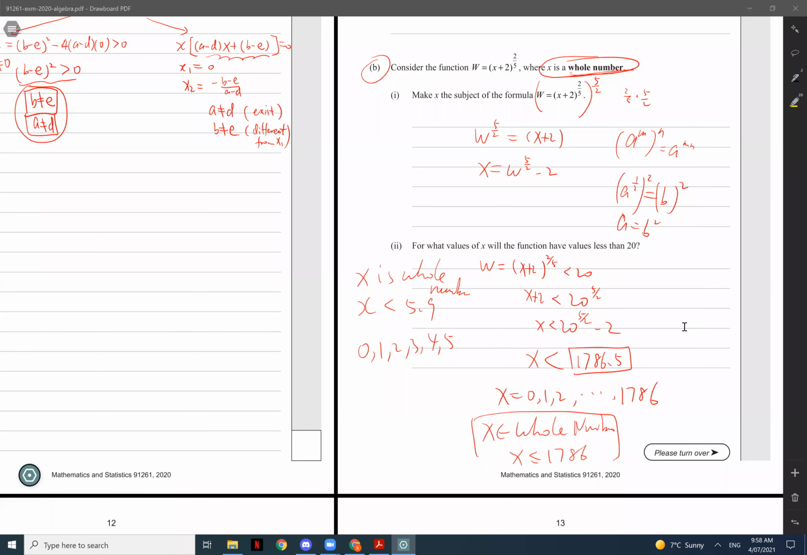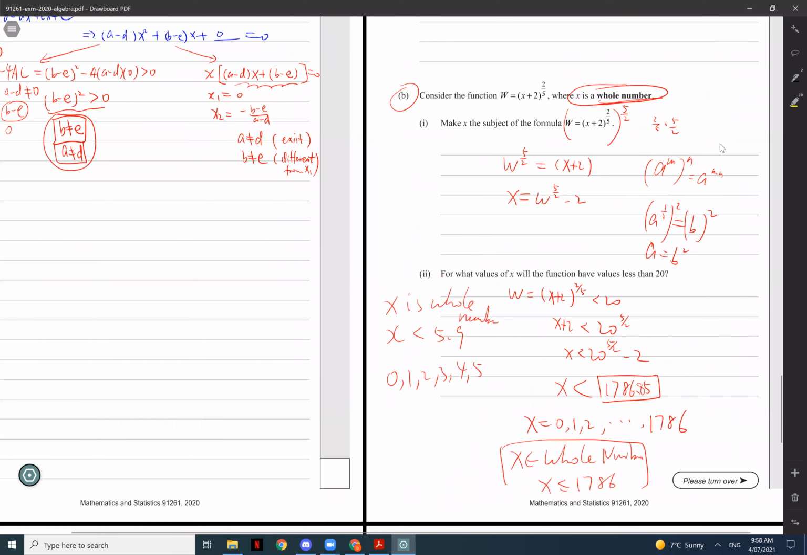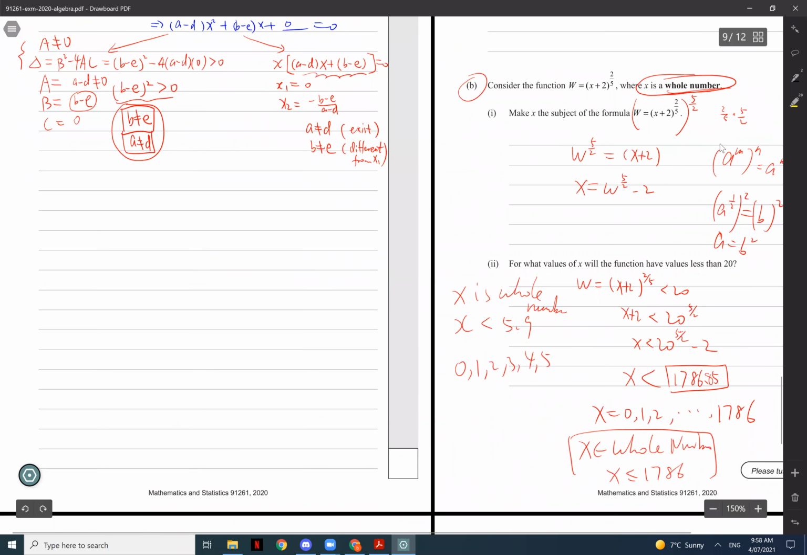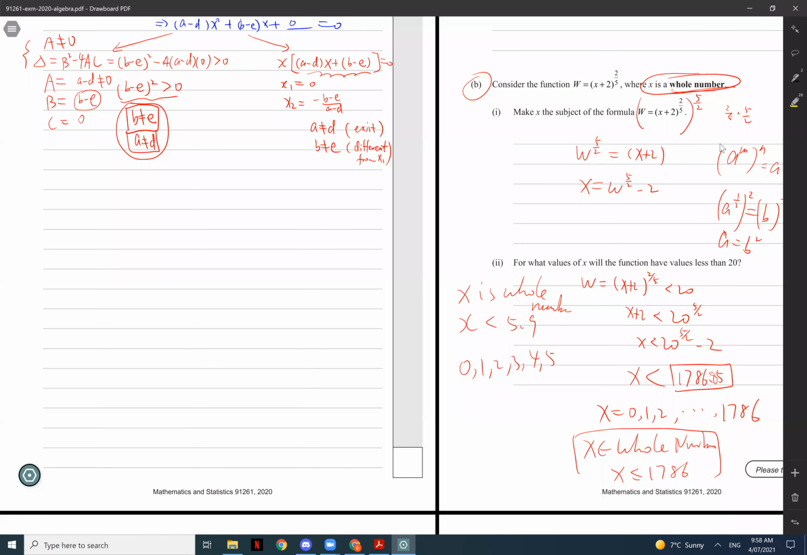1786.85, or 0.85. Now, let's double check the differentiation. Double check the differentiation.